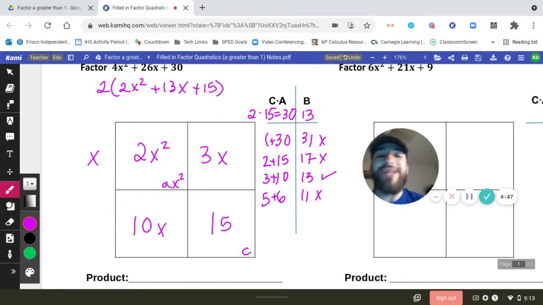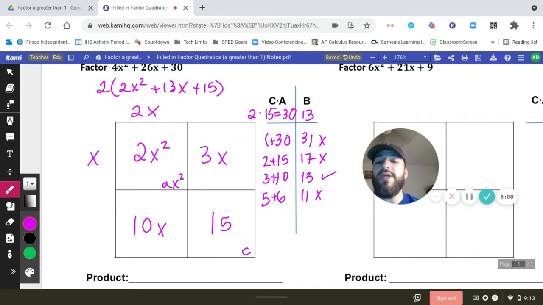So 2 and 10 are both divisible by 2, so I can take a 2 out of both of those. And x squared and x, I can take an x out, so now I have 2x. And just to check, now that we've gotten our 2 outside of our first box, is x times 2x equal to 2x squared? Yes, so we're still good there.